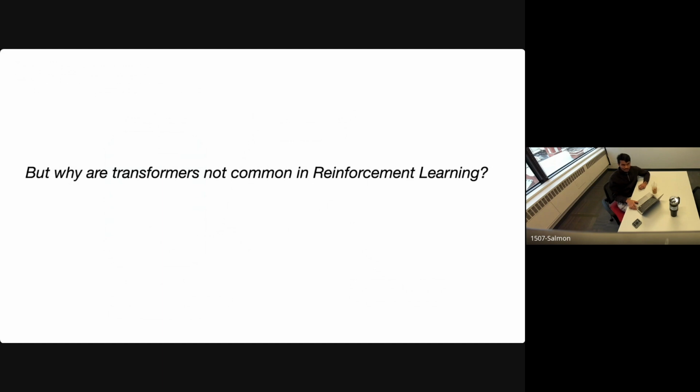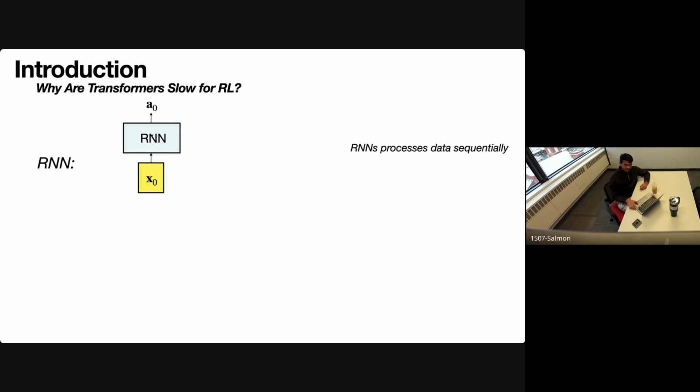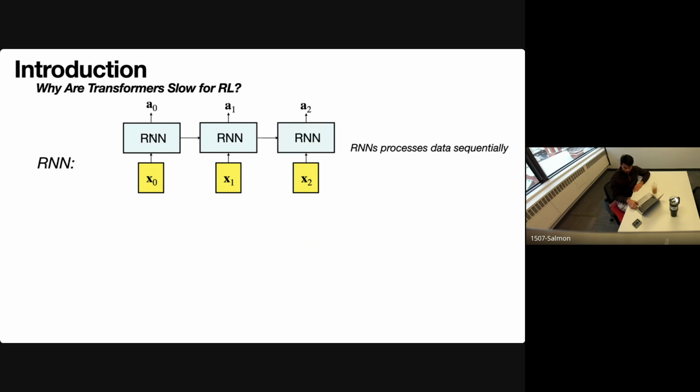But then the question is, why don't we use transformers that often in reinforcement learning? The short answer is they are computationally expensive for this task. This has to do with the way RNNs process data versus the way transformers process data. An RNN processes data sequentially. Let's say you have a sequence of inputs, and the RNN would process data one at a time. At the first time step, the input would be processed, resulting in a hidden state, and sequentially, the next time step would process the rest of the input one by one.